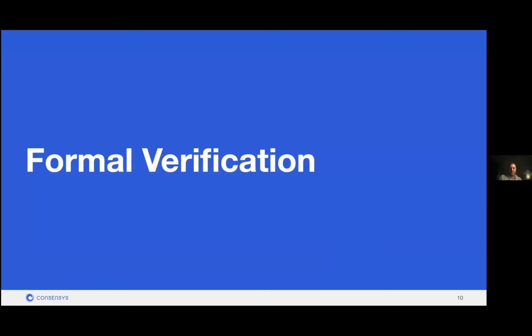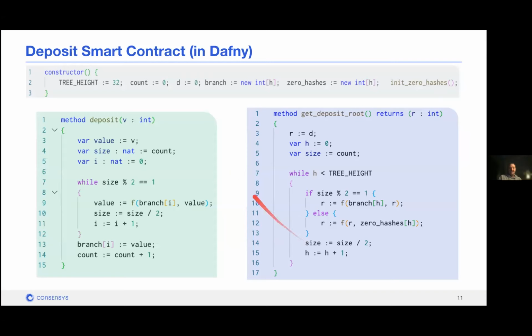Right, so what did we do to formally verify the incremental Merkle tree algorithm? First, I have to explain that to you. The algorithm inserting a leaf in the tree and the algorithm computing the root of the tree are separated in the smart contract that implements the computation of the root hash. So why is it so?